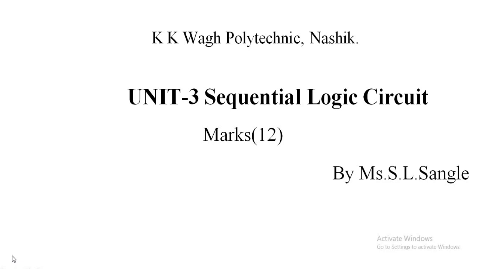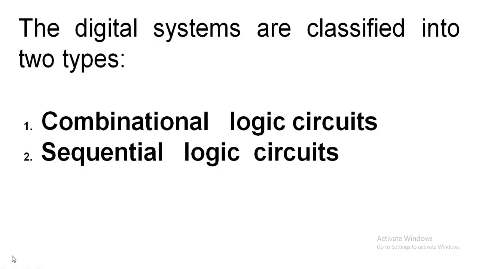In this video, we are going to see the third unit, sequential logic circuit. Marks for this third unit is 12 marks. The digital systems are classified into two types, combinational logic circuit and sequential logic circuit. Combinational logic circuit we have already studied in the second chapter. It includes adder, subtractor, SOP form, POS form, K-map, multiplexer, demultiplexer, etc. Now in this chapter we are going to learn about sequential logic circuit.